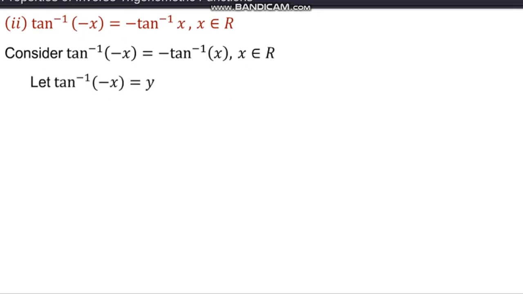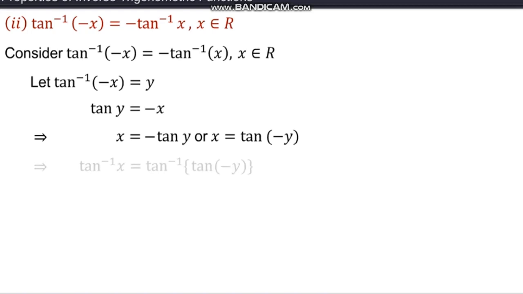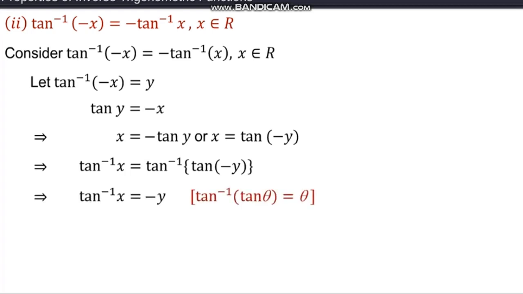Let us denote tan inverse of -x by y. This implies tan y is equal to minus x. It can also be written as x is equal to minus tan y, or x is equal to tan of minus y. Now, tan inverse of x is equal to tan inverse of tan of minus y. This implies tan inverse of x is equal to minus y, since tan inverse of tan theta is equal to theta.